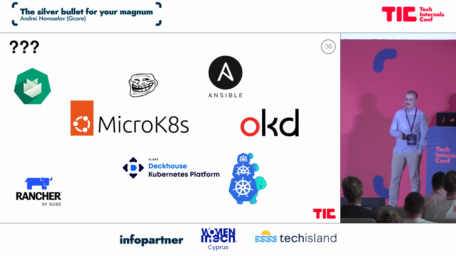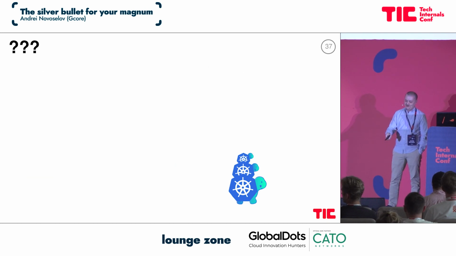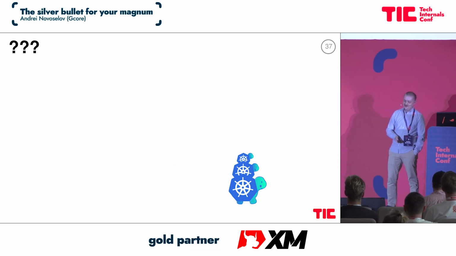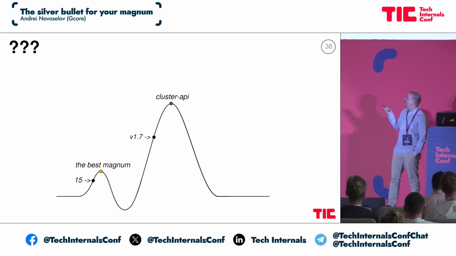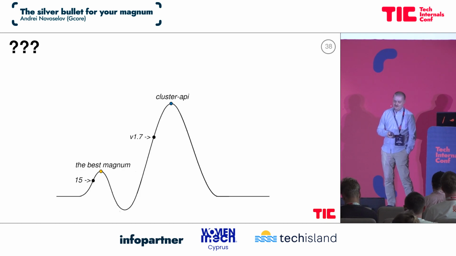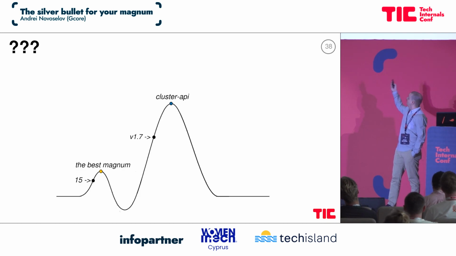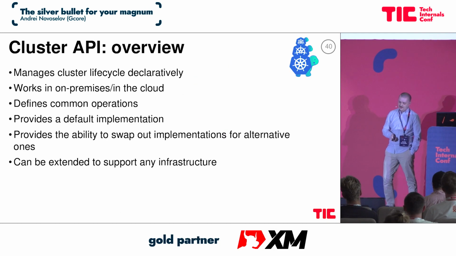Nope, it would be too much time to compare them. We will talk directly about the Cluster API today. From my point of view, it looks like this. Here's Magnum number 15, and here's Cluster API 1.7. It's probably much better than Magnum could ever be, and it has the potential to grow. So that's the best zebra, and that's what we can get from the Cluster API.